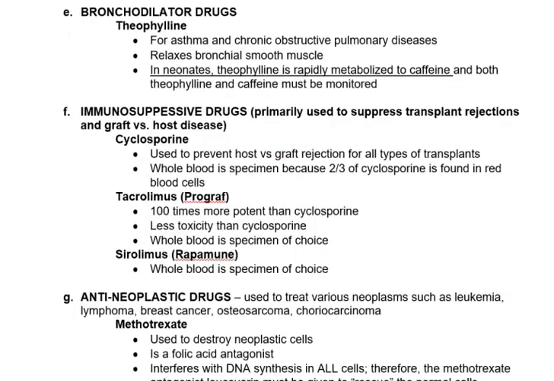The next class is our bronchodilator drugs, and phenolphthalein is listed under this category. It's used for asthma and chronic obstructive pulmonary diseases. It relaxes the bronchial smooth muscle. In neonates, phenolphthalein is rapidly metabolized to caffeine, and both phenolphthalein and caffeine must be monitored.